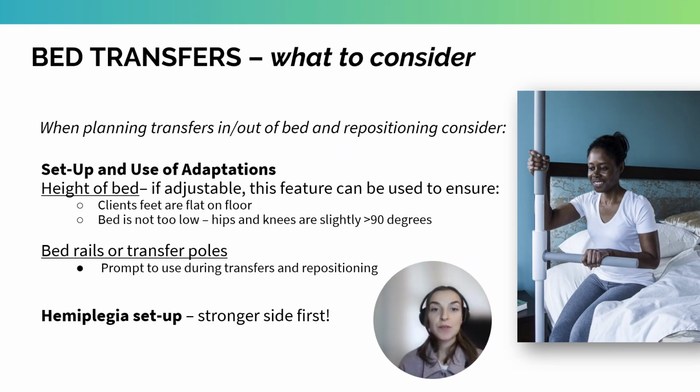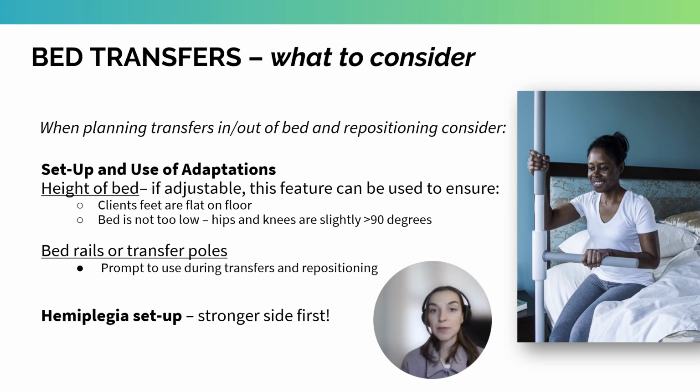Your role may also involve supporting clients to get in and out of bed safely by setting up and prompting clients to use adaptive devices. For example, if a client has a height adjustable bed, this feature can be used to ensure that the client's feet are flat on the floor, but at the same time, the bed is not too low, as this would require a lot of effort to get up and down.